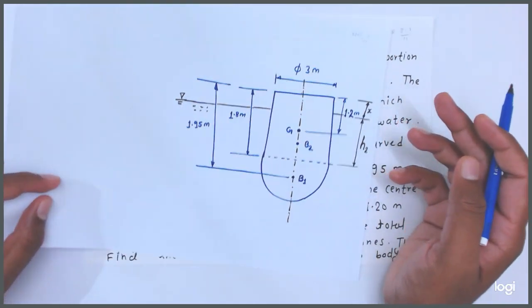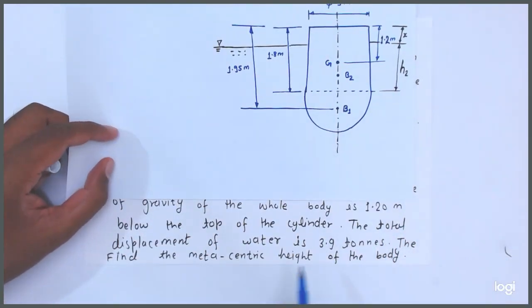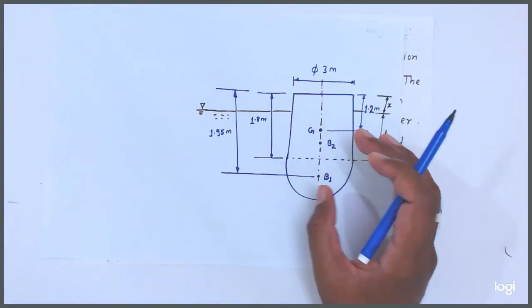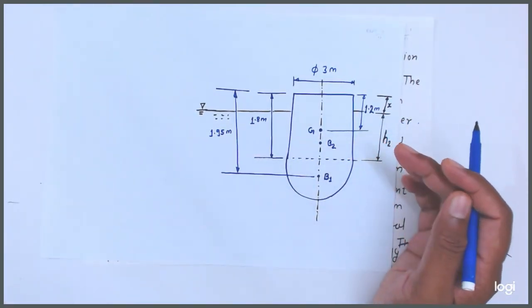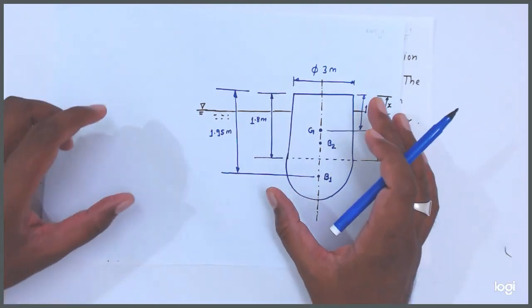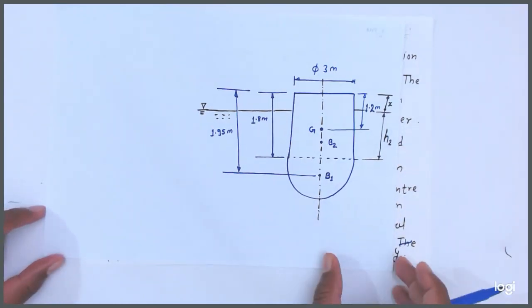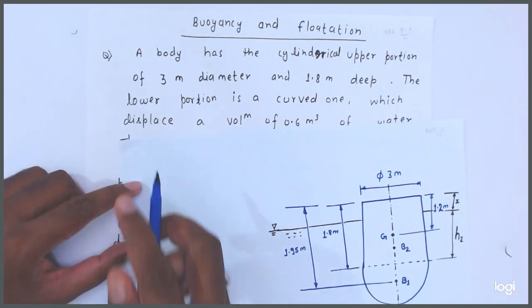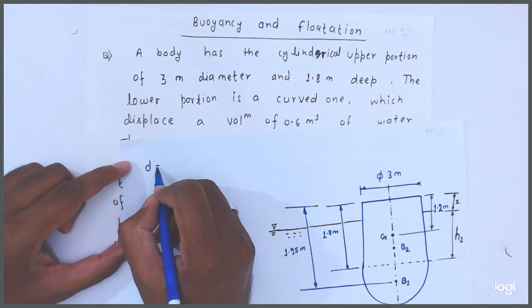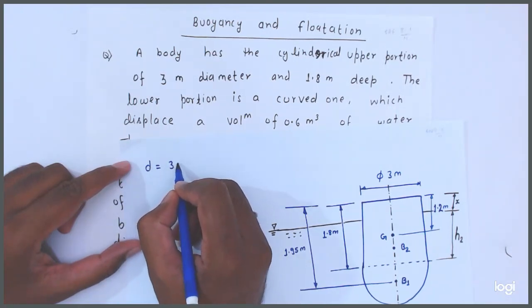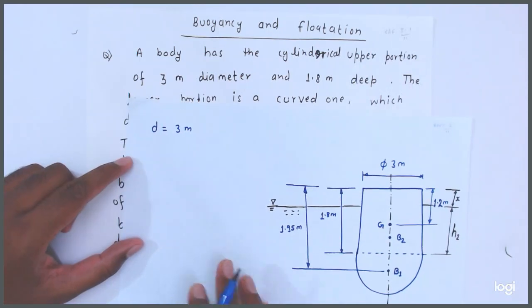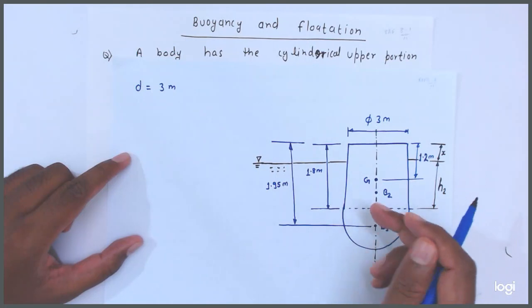Okay, friends. Find the metacentric height of the body. So we have to determine the metacentric height of the body. Okay, friends, this is the question. Hope the question is understood. Now the given data is here: diameter d is equal to 3 meter. This height has been given. Whatever distance is there, I mention here.